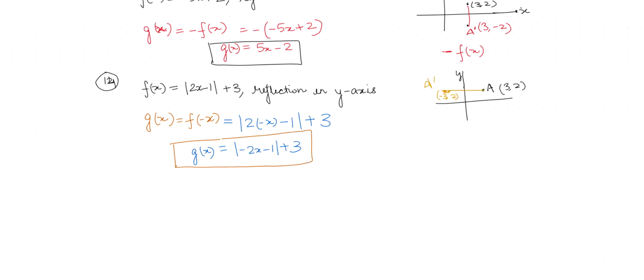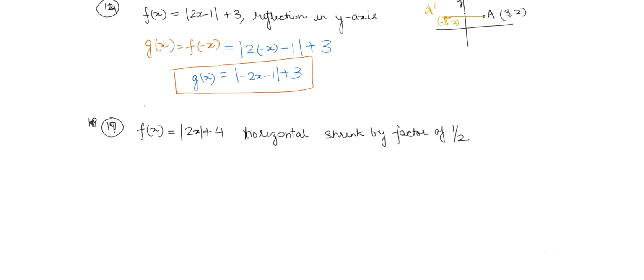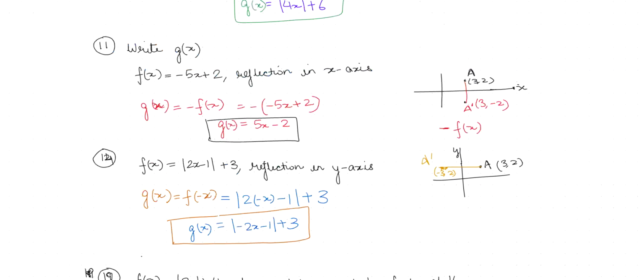Okay, let's do one more problem. So this is a function, f of x is given, and we have to write g of x with a horizontal shrink by a factor of half. So we know our rules. We can go to our rules here.